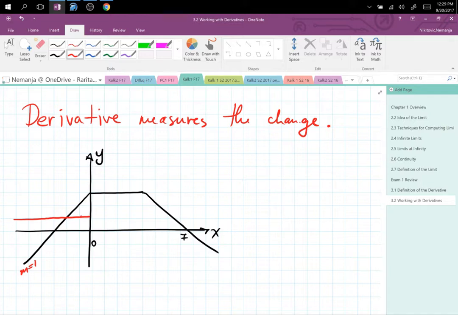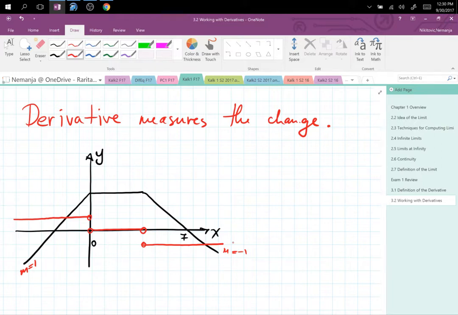Now how about the constant piece? The derivative is going to be 0 here because, common sense, how much change do you have within a constant? No change, right? So the derivative is 0 because there is no change. And then we have the negative 1 slope, which will give us a negative derivative going to infinity.